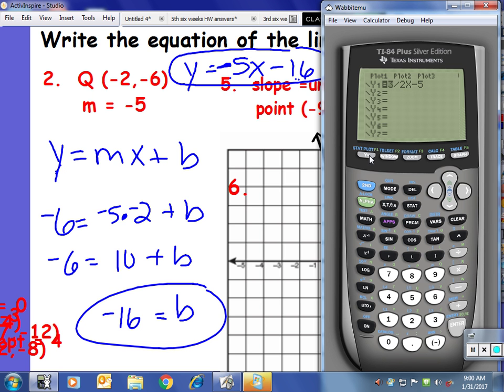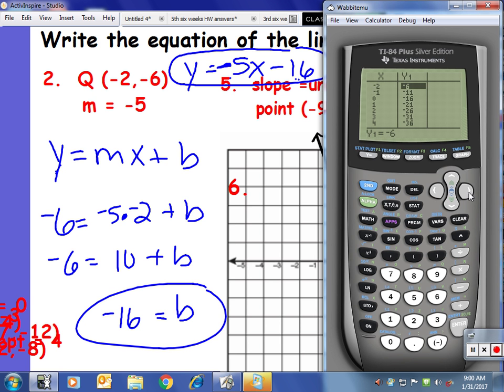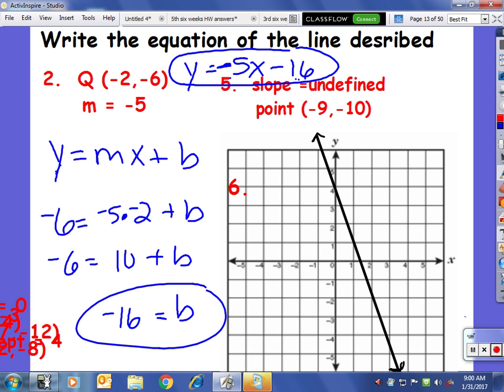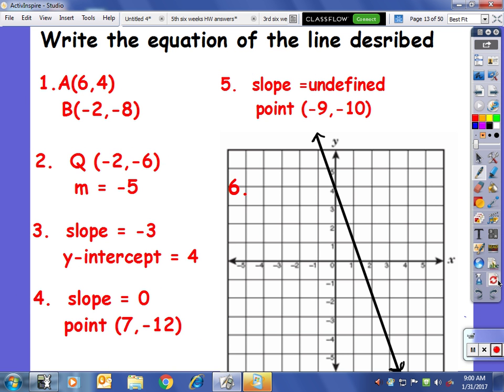If I want to check myself again, I go to y equals, put in my answer, negative 5x minus 16, and I'm looking for that one point that I was given. Negative 2, negative 6. Is it there? It sure is. So that should be correct. Okay, so you're good with 1 and 2. That's what we've done for homework the last 2 days.